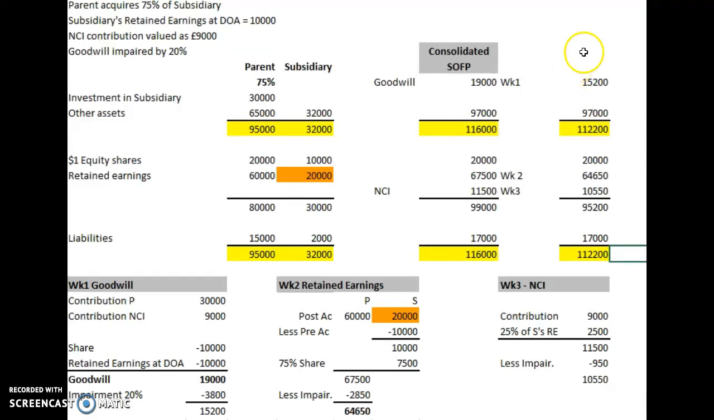This could be, say, a year following. Goodwill has dropped down, and we've pushed that impairment onto, well, it'll be in the income statement. So retained earnings has dropped for the parent, and the NCI retained earnings has dropped as well, and they've shared the impairment between them. So that is how you impair goodwill.